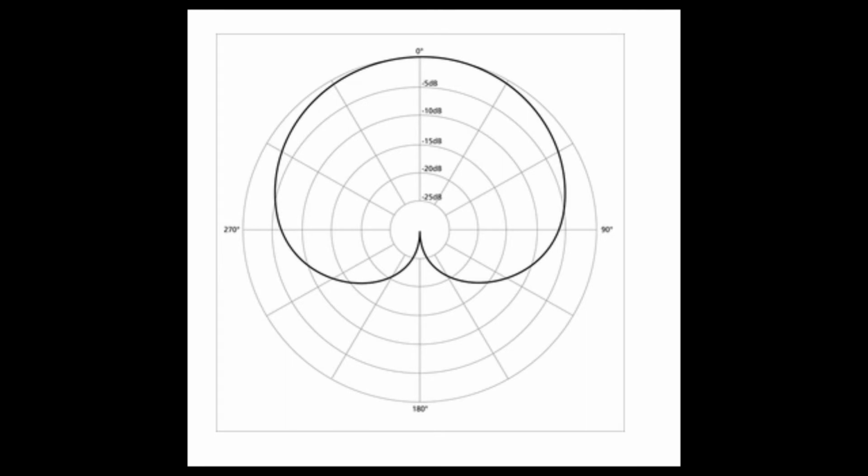A cardioid microphone is able to isolate unwanted ambient sound and is also resistant to feedback. This is why cardioid microphones are usually used for loud stages.